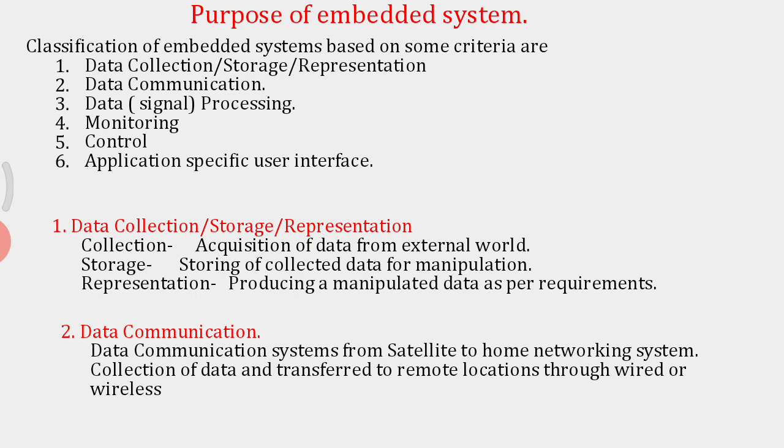The data collection, storage and representation. For this the example is a digital camera. Data collection is nothing but acquisition of data from the external world. So the camera captures pictures from the external world. Storing of collected data for manipulation: after capturing a photo or picture, it will be converted into digital data and stored into a memory.